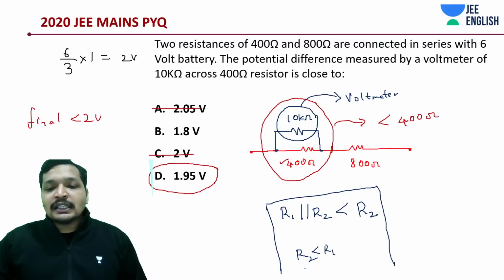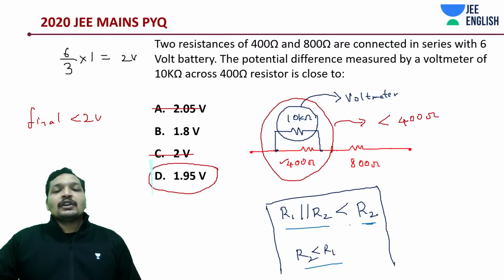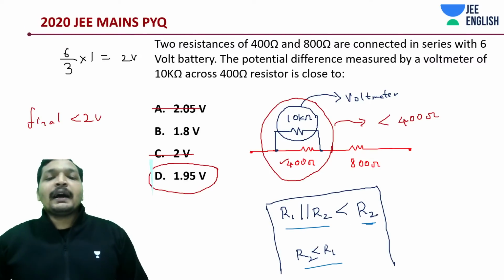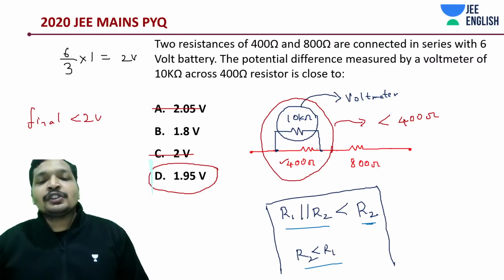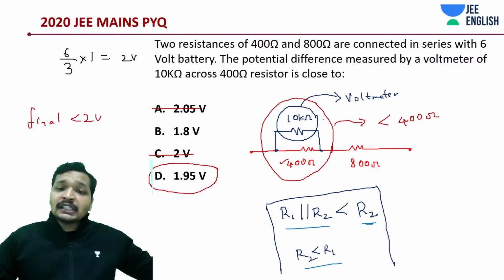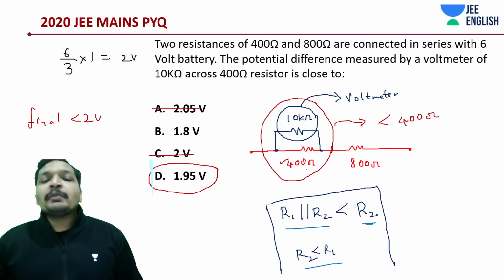So if R2 is less than R1 and R1 and R2 are connected in parallel, then your value is going to be less than R2. You can think about it this way. If you have a short wire in parallel, all the current is going to pass through the short wire, hence the net resistance is 0. If some infinite resistance is connected in parallel, what happens? It's like an open circuit on the other end. So it's going to be basically 400 ohms.